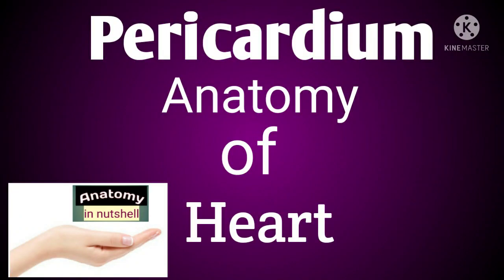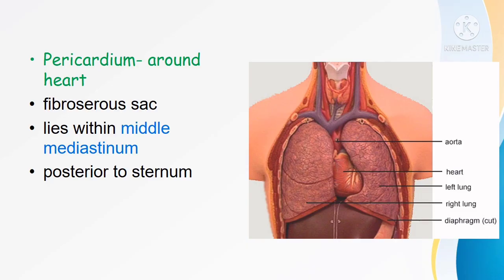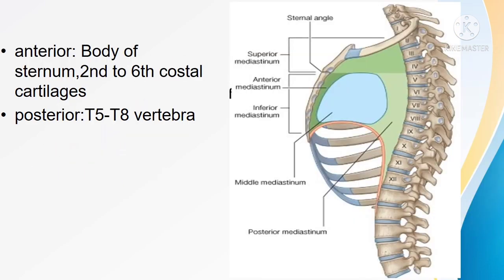In this video, we are going to see the anatomy of the pericardium. Pericardium: peri means around, cardium means heart. It's a fibrous serous sac that lies within the middle mediastinum. It lies posterior to the sternum. Anteriorly, it's related to the body of the sternum and 2nd to 6th costal cartilages, and posteriorly, it's related to the 5th to 8th thoracic vertebra.